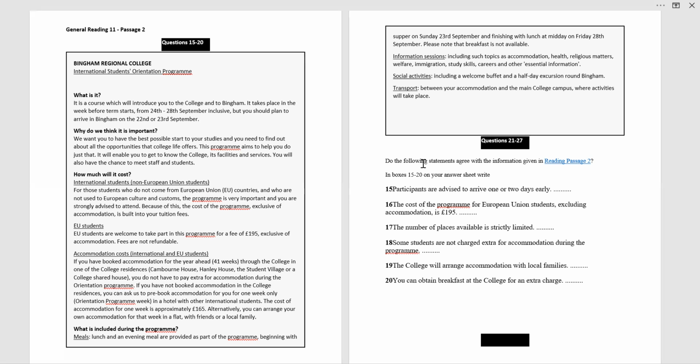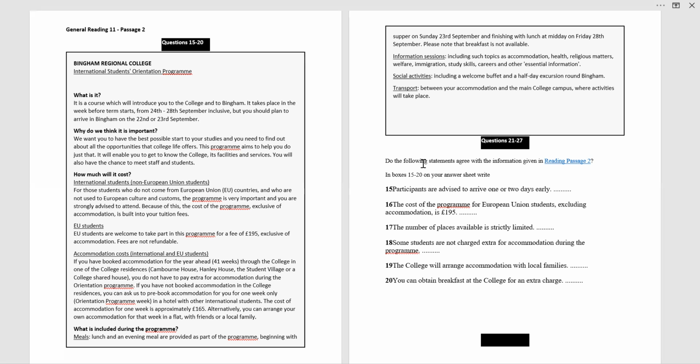The college will arrange accommodation with local families. So this is false. If you have not booked accommodation in the college residences, you can ask us to pre-book accommodation for you for 1 week only. International student, the cost of accommodation, you can arrange for a flat with friends or a local family. So they are saying you can arrange your own accommodation with friend, flat, or local family. So they're not helping out. They're not arranging with the local families.